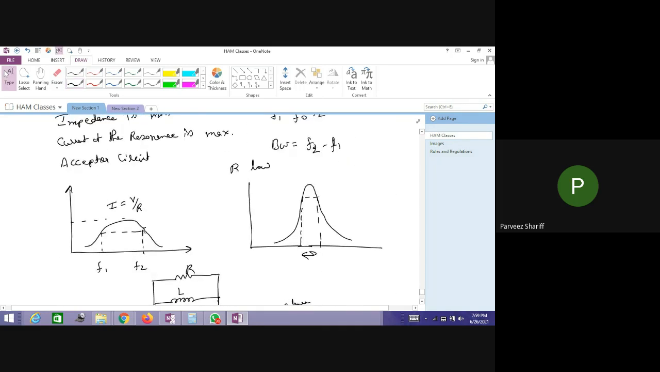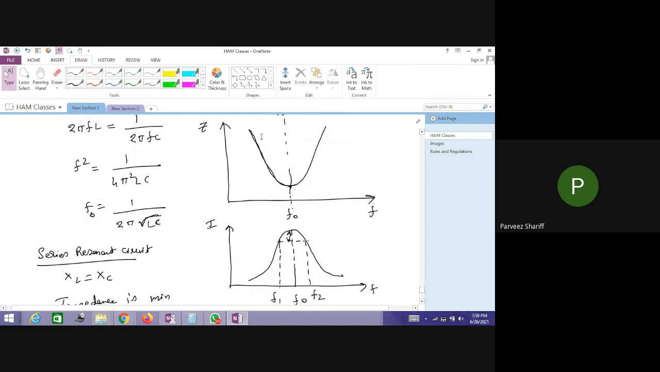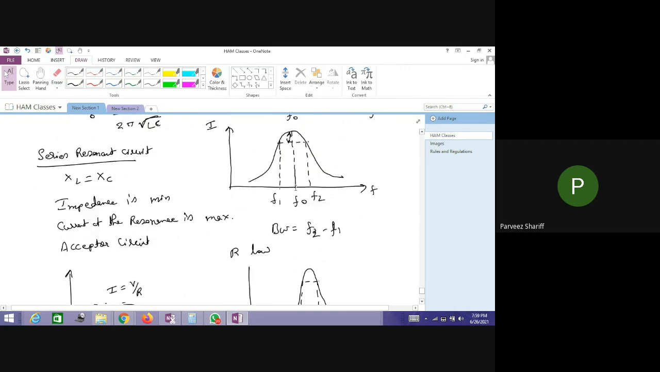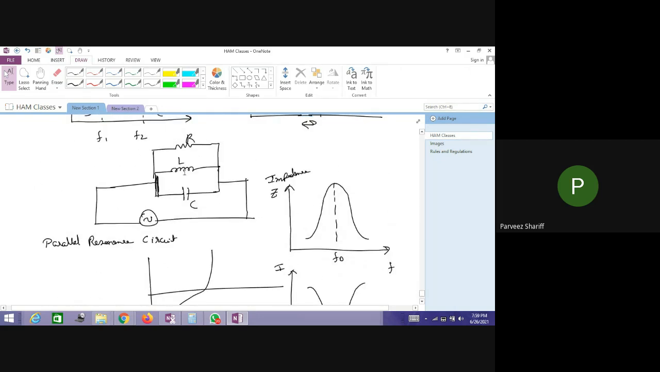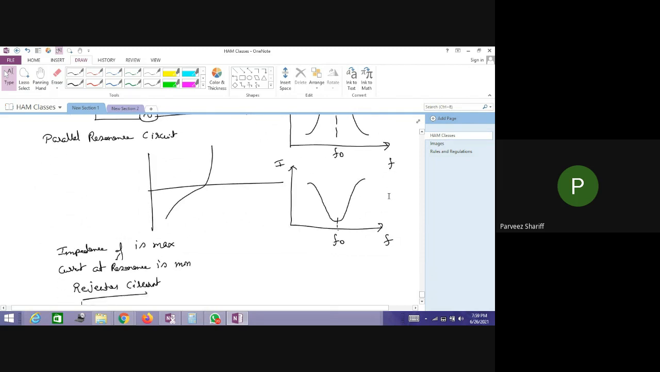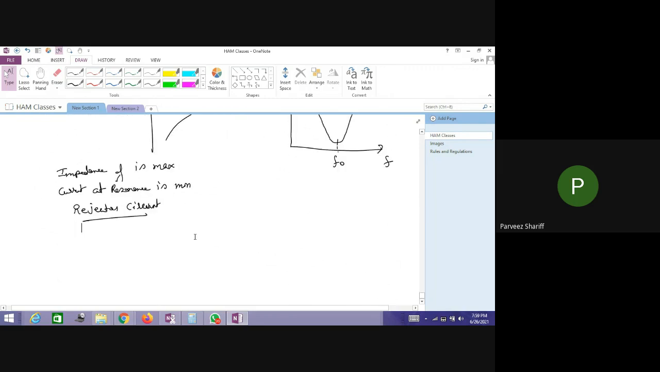So we have two types of tuned circuits. One is a series resonance circuit, where at resonance the impedance is minimum and the current is maximum. And this is a parallel resonance circuit, where all the elements are connected in parallel. At this point, the impedance is maximum at resonance and current is minimum at resonance. It is called the rejector circuit.